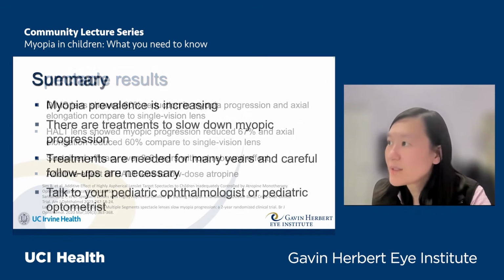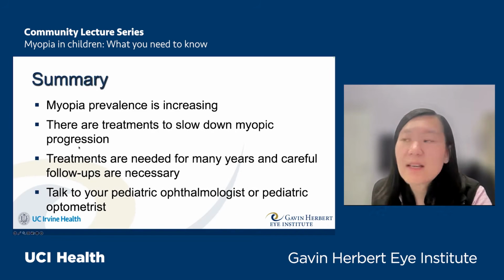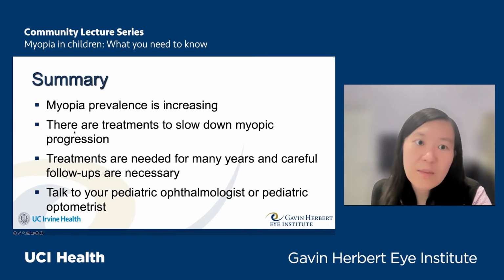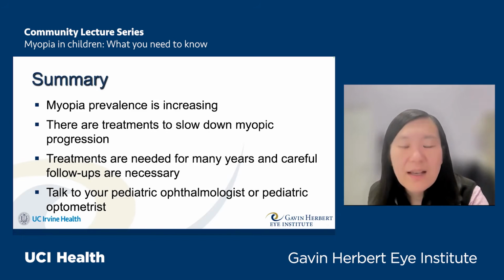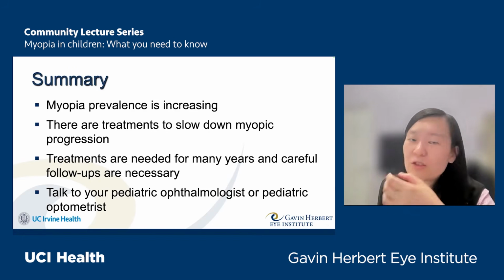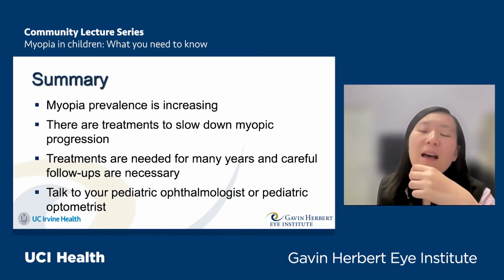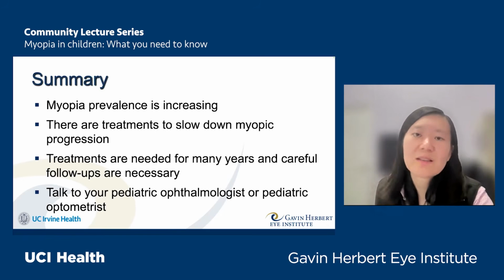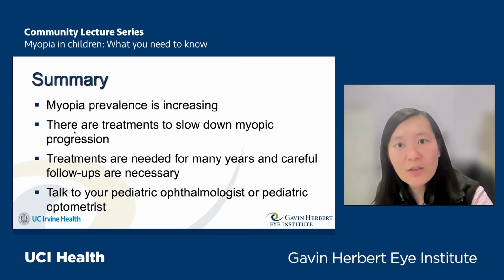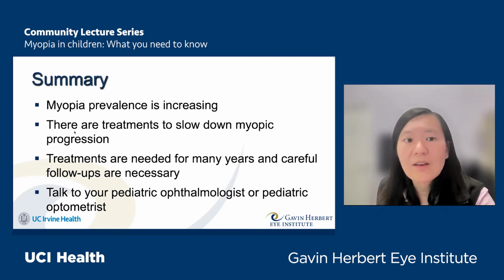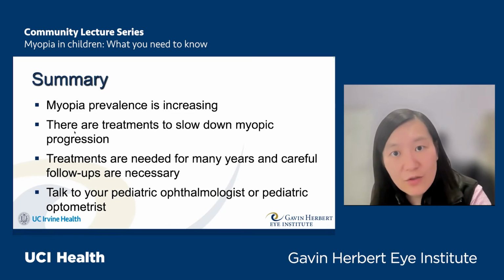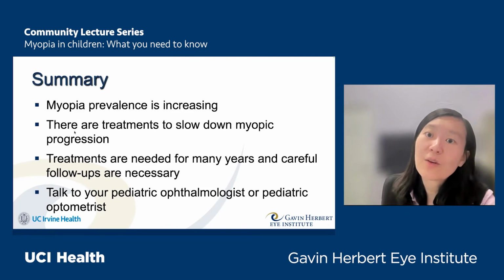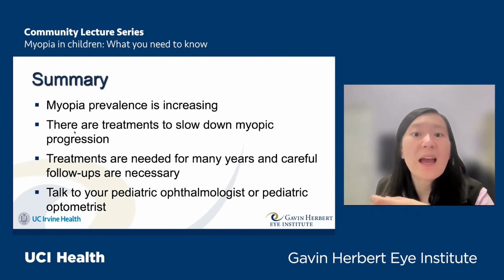Okay, so in summary, we talked about how myopia prevalence is increasing. There are treatments to slow down myopic progression. Treatments are needed for many years, and you actually do need follow-up. It's not like I can just put you on these eye drops, because there is titration related to the eye drops. We start at one dose. Is that enough? Is that not enough? And then we do need to watch and adjust based on how fast you're growing, based on how your eyes are changing year after year.